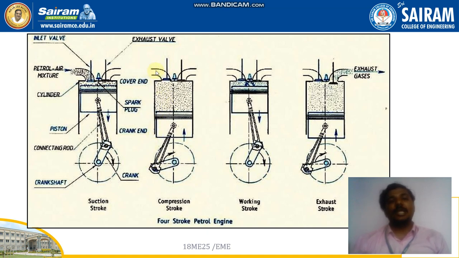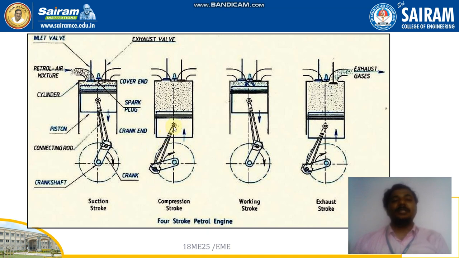In this second stage, both the inlet valve and the exhaust valve will be closed. You can observe that in the second stroke, the compression stroke, both valves are closed. Now the piston starts moving from bottom dead to the top dead center. The crank moves from 180 to 360 degrees. Again, for the rotation of this crank, the energy stored in the battery is converted to rotate the crankshaft.